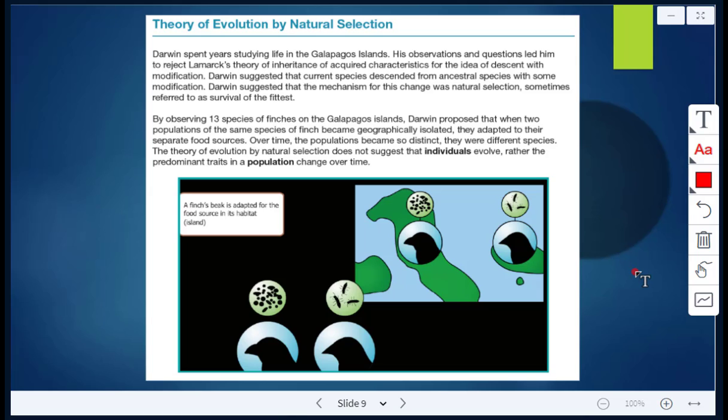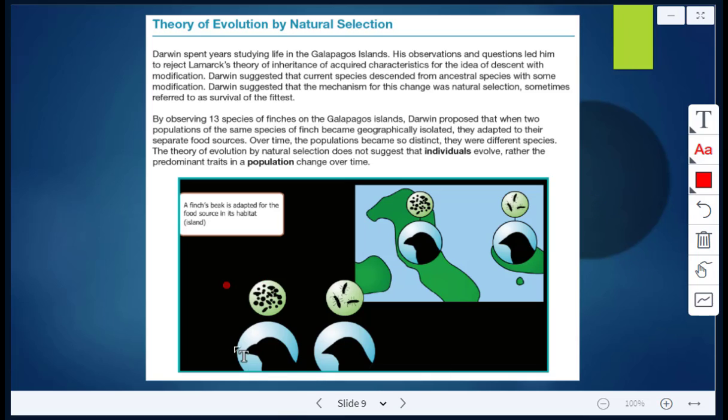So he observed 13 species of finches on the Galapagos Islands, and then he proposed that when two populations of the same species of finch became geographically isolated, so on different islands, they adapted to their separate food sources. And then over time, the populations became so distinct that they became different species. All right, this theory of natural selection doesn't suggest that individuals evolve, but rather that the predominant traits in a population change over time.